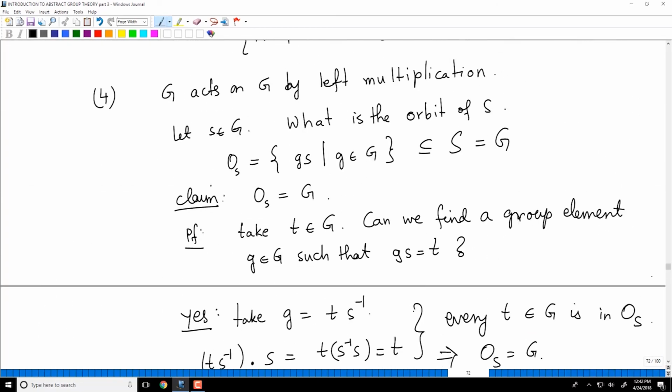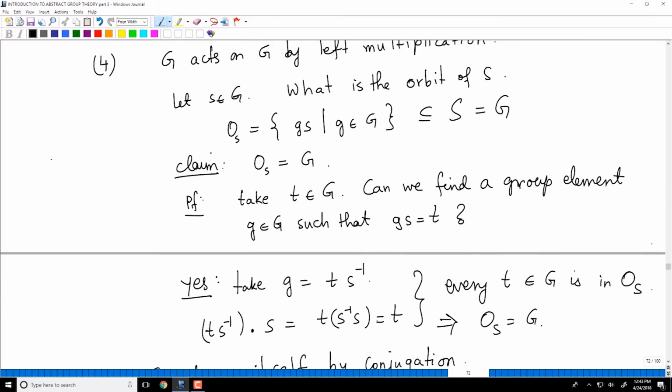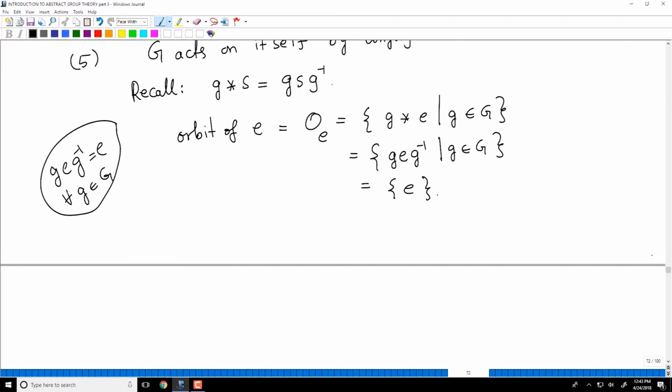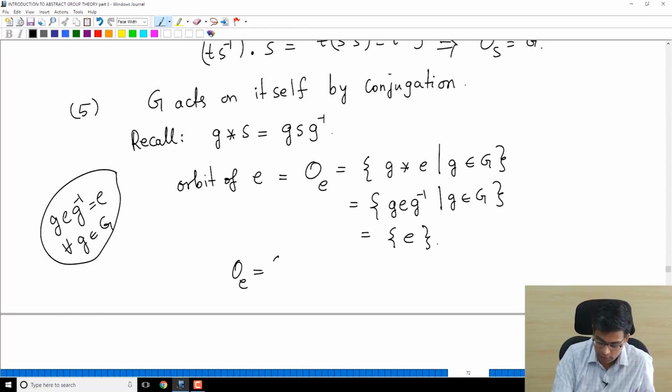Now let's go back to the previous example. I said the orbit of every element is equal to G, and I should spend a minute more on this to illustrate it. What is the orbit of E in this example? It is GE as G varies in G. This is just G. So I have proved that the orbit of every element is G. In particular, the orbit of E is G. Whereas conjugation behaves very differently. The orbit of E is just E.